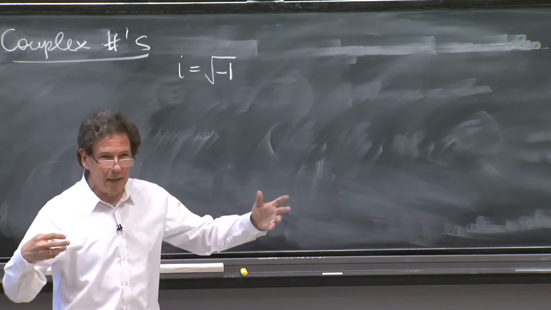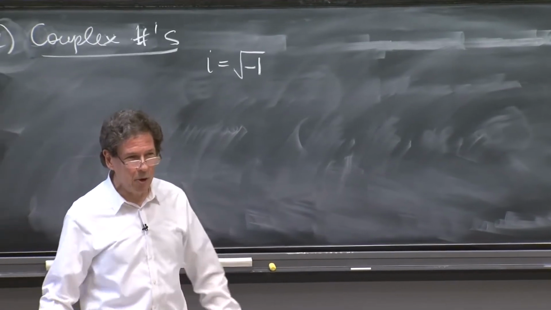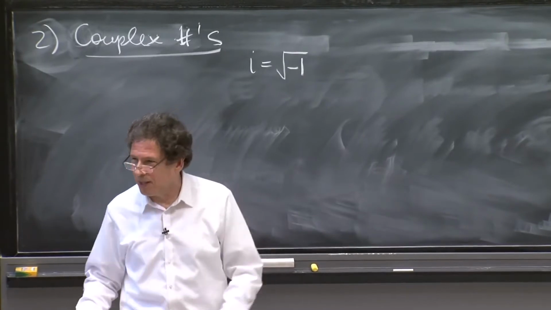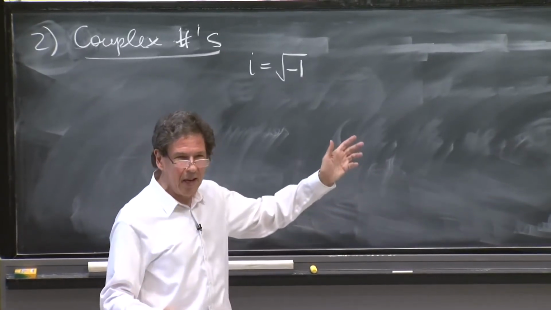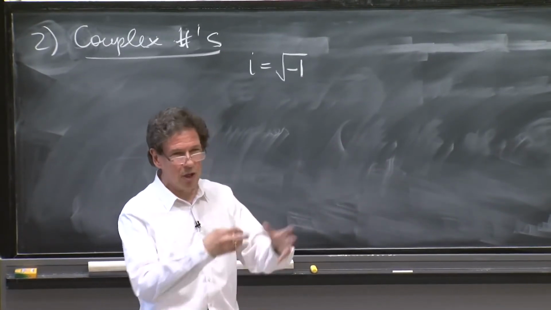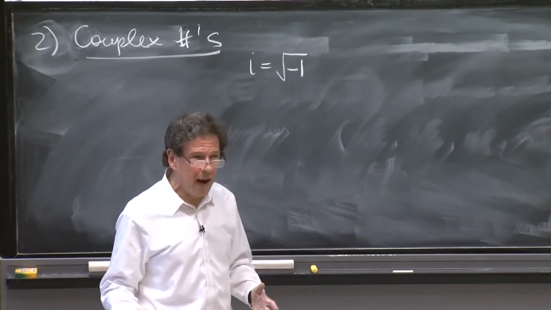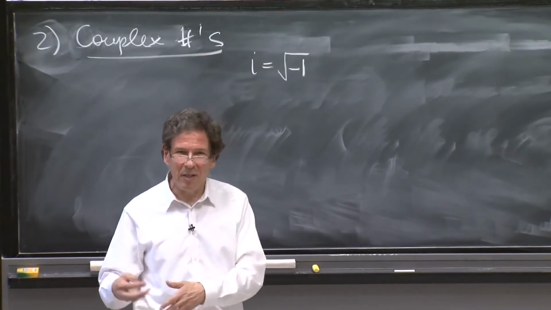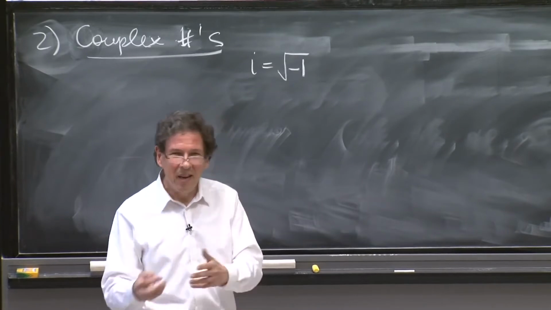And it so happens that once you invent i, you don't need to invent more numbers, and you can solve every polynomial equation with just i. And the square root of i can be written in terms of i and other numbers.